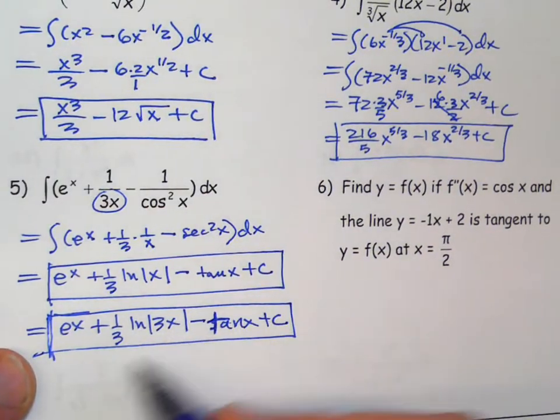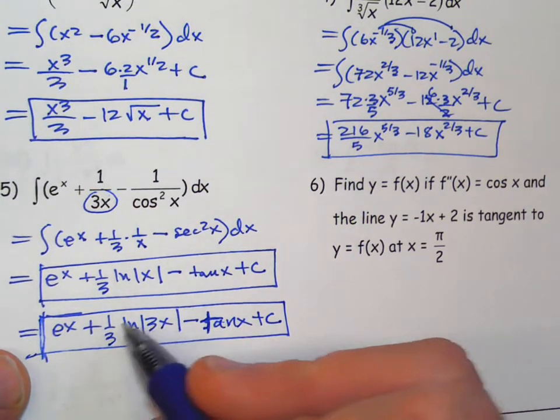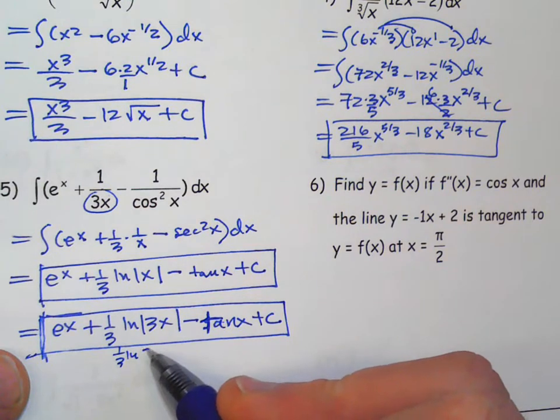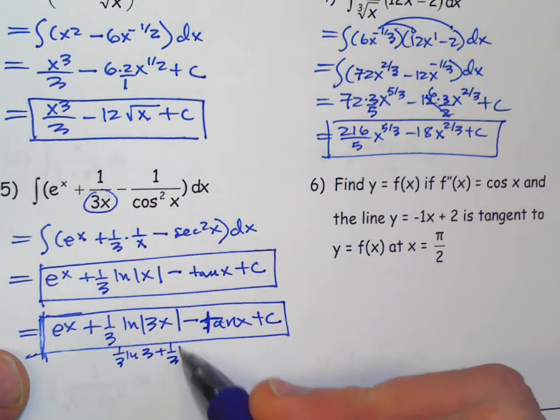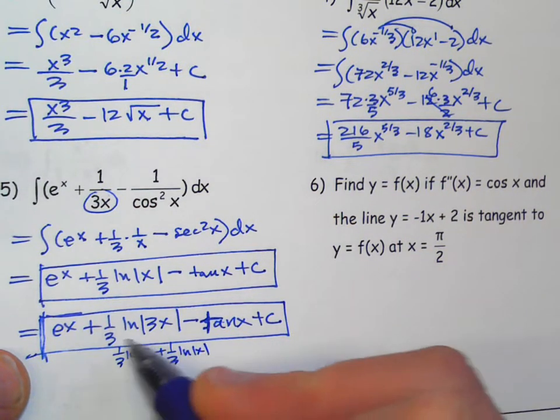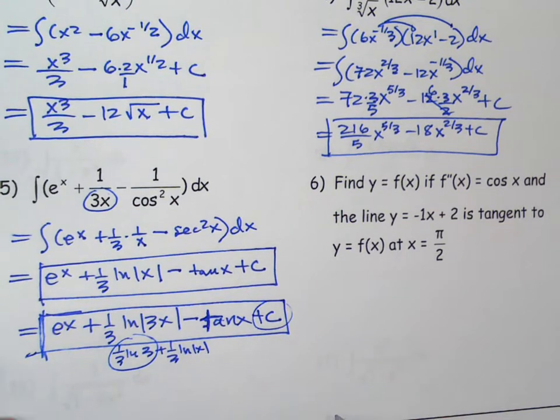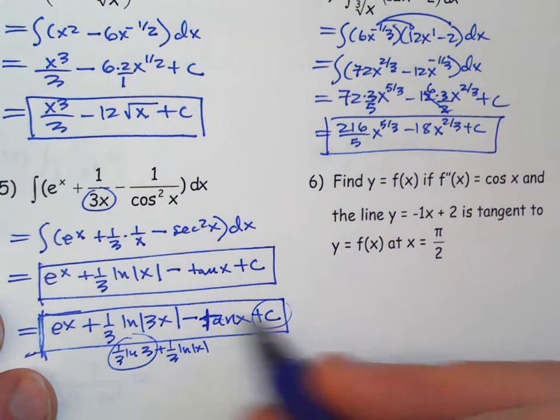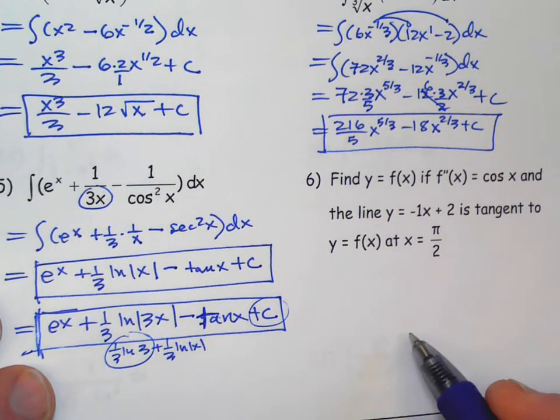And these are the same because rules of exponent allow you to split this up: 1/3 natural log of 3 plus 1/3 natural log of x. And then this gets kind of wrapped in with the c value. So it is the same. The c value would be different on this one to make up for it.